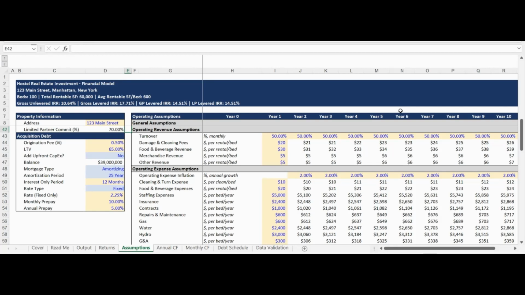Operating revenue assumptions are also available for food and beverage revenue, merchandise revenue, and other revenue. All of these items are entered on a per rental per unit basis.